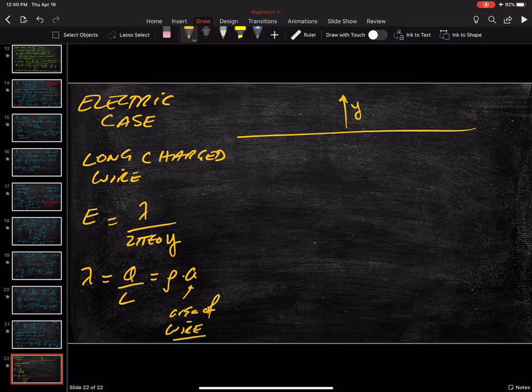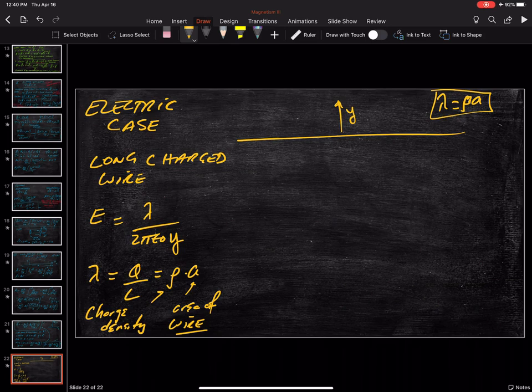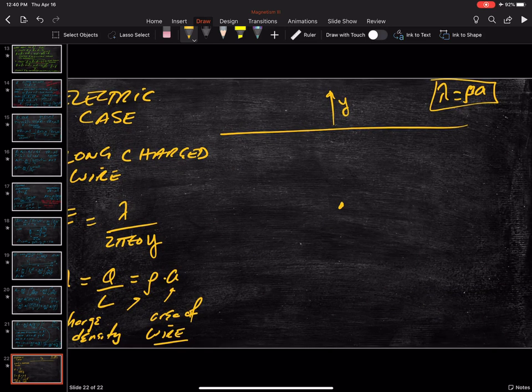So I'm just writing it this way. This is my charge density, charge per unit volume times the area of the wire. So again, lambda will be rho times A. So that's that. Suppose I want to know what the change in voltage is between 2 points, from some spot here, let's say R, to another spot here, Y. What's my delta V?